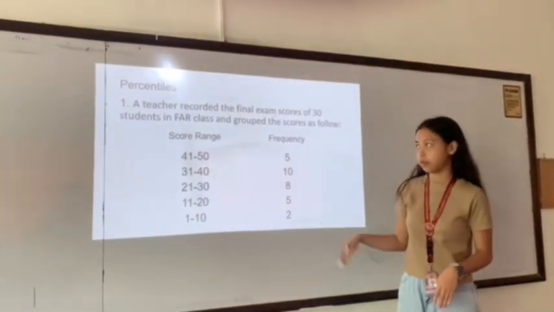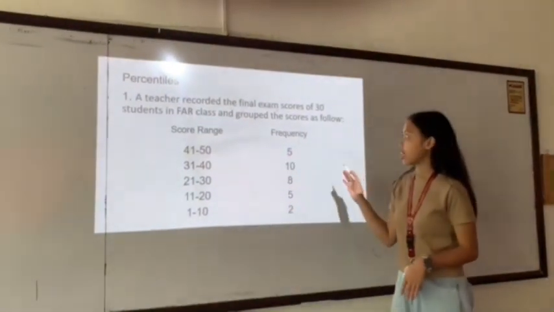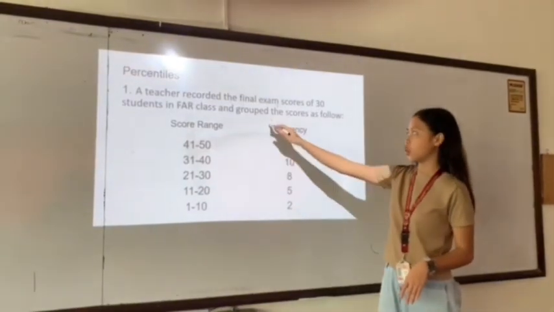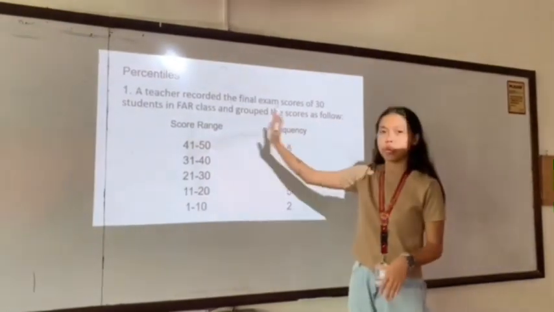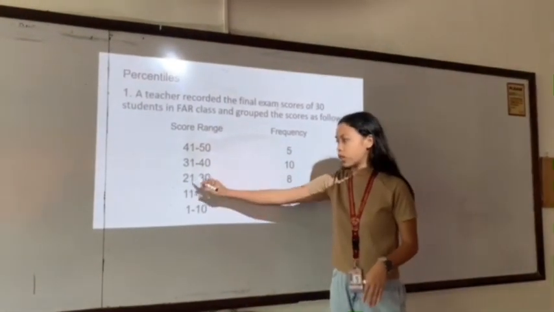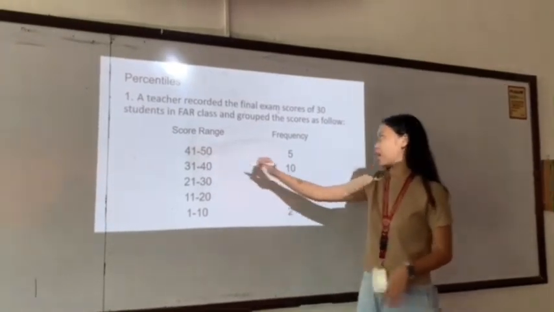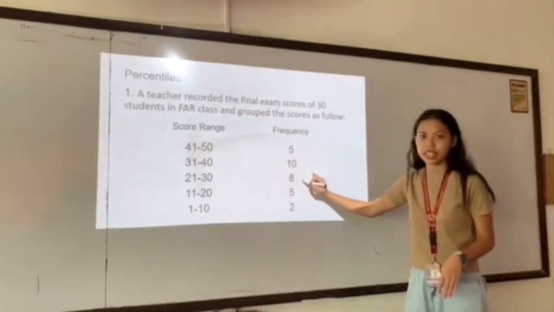The first problem. Let me read. A teacher recorded the final exam scores of 30 students in a class and grouped the scores as follows. The score ranges are 1 to 10, 11 to 20, 21 to 30, 31 to 40, 41 to 50, and the frequencies are 5, 2, 8, 10, 5.